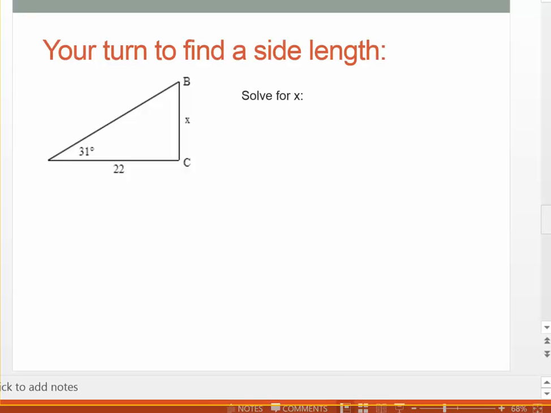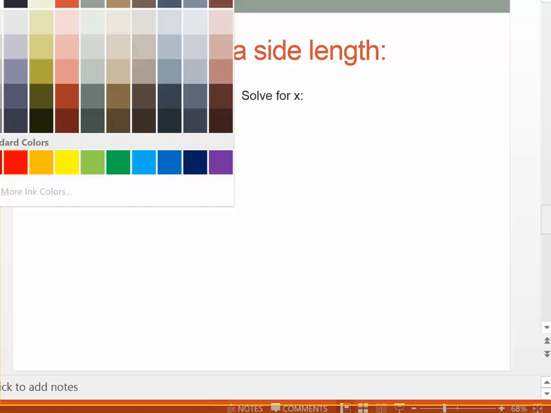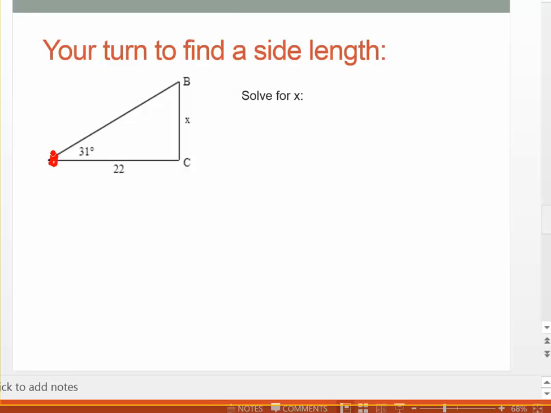Okay, time to work this one out. Now, this one again involves that 31-degree angle. Okay, so that's our reference angle. We first identify how each of the sides are labeled according to that being the reference angle, starting with our hypotenuse. We have x as our opposite, and 22 is our adjacent. Okay, labeling is key. Now that we've labeled it, we have to determine which trigonometric ratio we're going to choose.